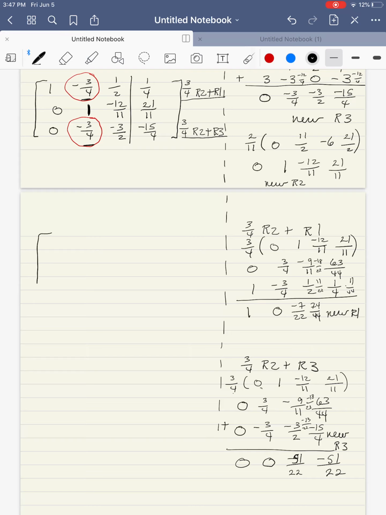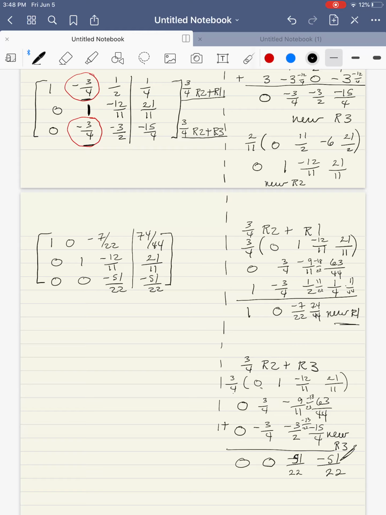So let's go ahead and write our new matrix. So my first row, notice labeling here. This careful labeling helps me when I go back. I have 1, 0, negative 7 over 22, and 74 over 44. My row 2 did not change. And my new row 3 is negative 51 over 22, negative 51 over 22. So I'm done with column 2.